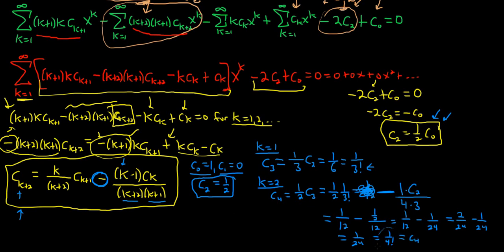So now you see, it looks like we have a pattern, right? We have 1 over 3 factorial, 1 over 4 factorial. So now maybe we're in a position to go ahead and write down y1.